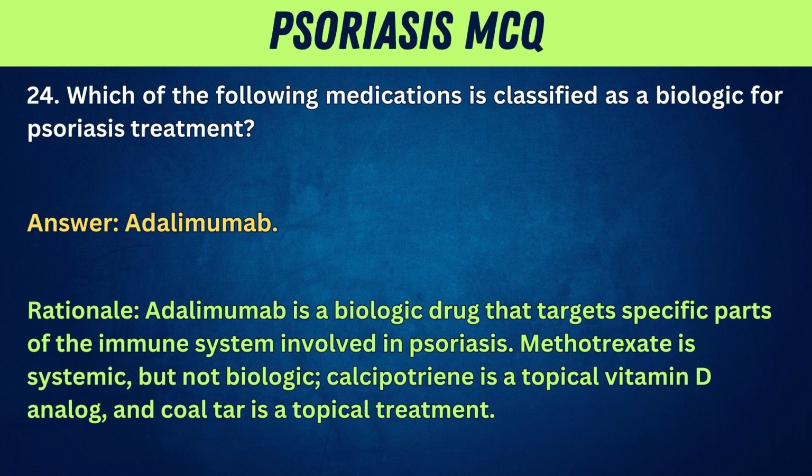Rationale: adalimumab is a biologic drug that targets specific parts of the immune system involved in psoriasis. Methotrexate is systemic but not biologic. Calcipotriene is a topical vitamin D analog, and coal tar is a topical treatment.